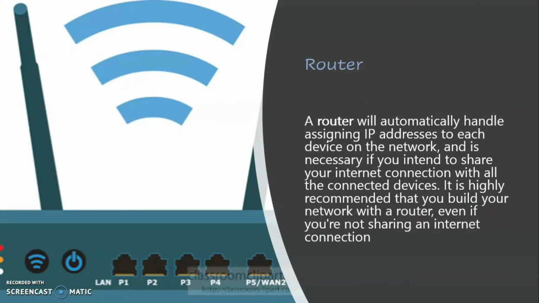Router. A router will automatically handle assigning IP addresses to each device on the network and is necessary if you intend to share your internet connection with all the connected devices. It is highly recommended that you build your network with a router, even if you're not sharing an internet connection.